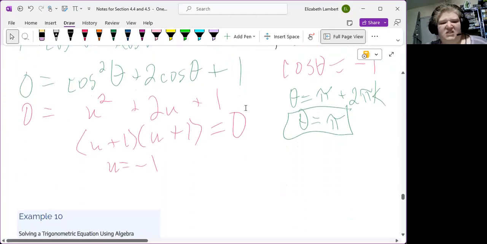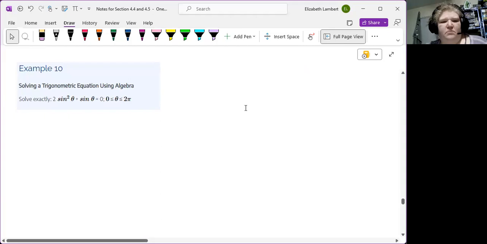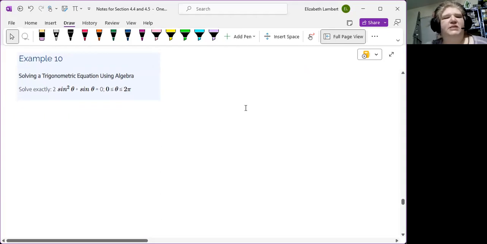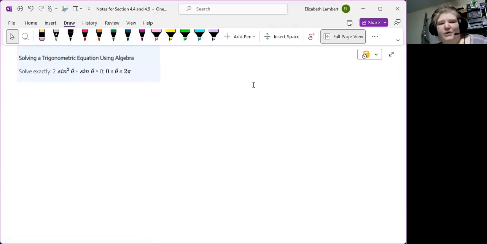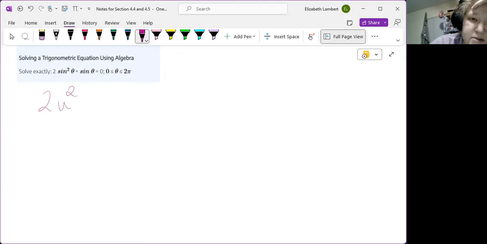Okay, we got this. We can do it. All right, this one's going to have a little more interesting stuff for us. All right, so that 2, I know it looks a little funny in the typesetting in the book, but that is 2 times sine squared plus sine equals 0. So again, ugly is my best friend here. So this is 2 ugly squared, because we're saying ugly is sine theta, plus ugly equals 0.